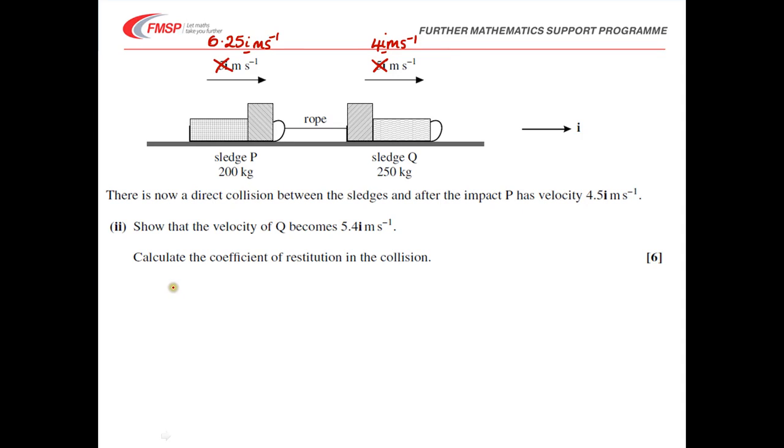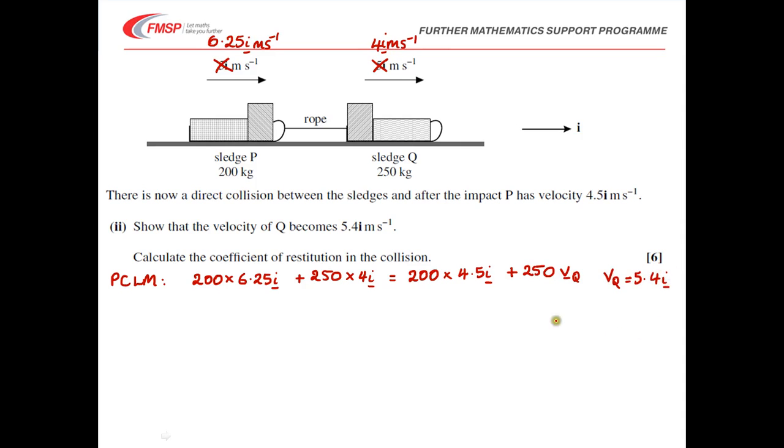So this time now we're not interested in the impulse acting on either of the two objects, so we need to look at the momentum for the whole system. So we're going to use the principle of conservation of linear momentum for the whole system altogether. Initial momentum then for P is mass times velocity. Initial momentum for Q, again mass multiplying velocity. After the impact, we've got momentum for P is going to be 200 times this given 4.5I, and we're going to add to that the new momentum for Q, which we're going to call 250 VQ. Okay, so most of this now is numerical. We can rearrange it, and we end up with a value for VQ of 5.4I meters per second as required.